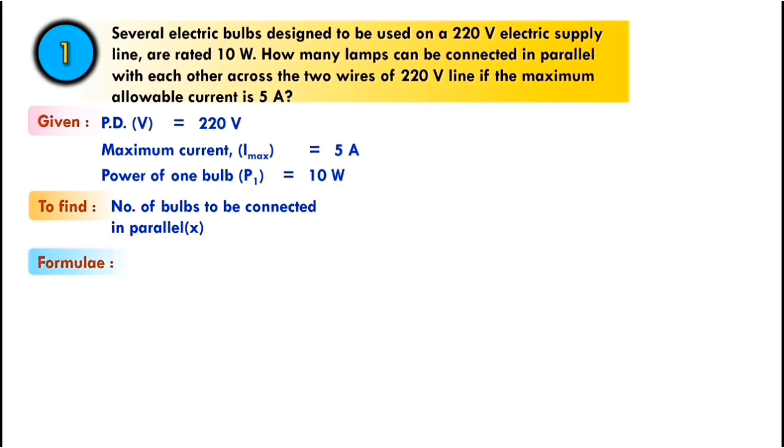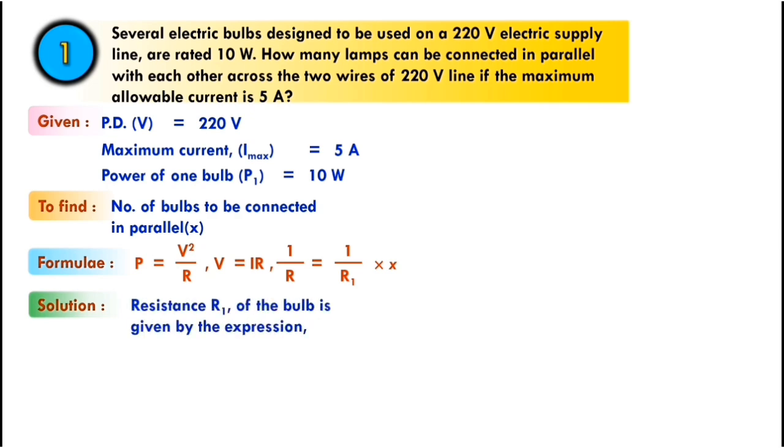Okay, so we will be using the formula power equal to V square upon R, and V equal to IR, that is the Ohm's law. Now see here, since the bulbs are to be connected in parallel, we will use the formula for equivalent resistance in parallel: 1 by R equal to 1 by R1 into X. So this X is the number of bulbs. Now see the solution here.